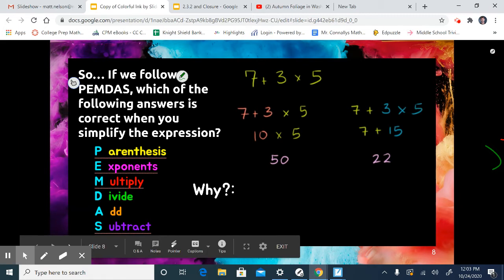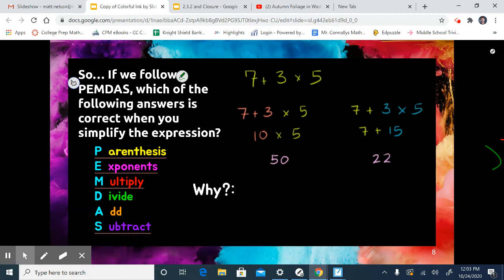All right. So here we have the expression 7 plus 3 multiplied by 5. So according to PEMDAS, right, starting from parentheses and working our way to subtraction, which of the following answers is correct when you are simplifying this expression? So is it going to be 7 plus 3 first to get to 10, multiply that by 5? Or is it going to be 7 plus and then whatever 3 times 5 would equal? So is it 10 times 5 or is it 7 plus 15? Think about which step would be correct first.